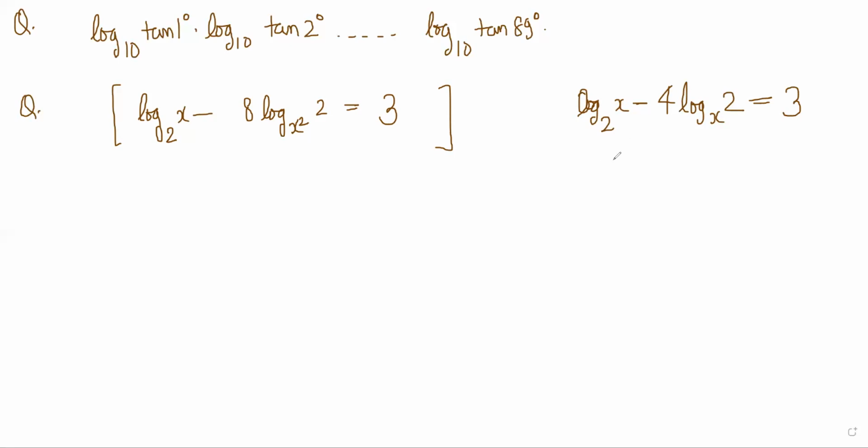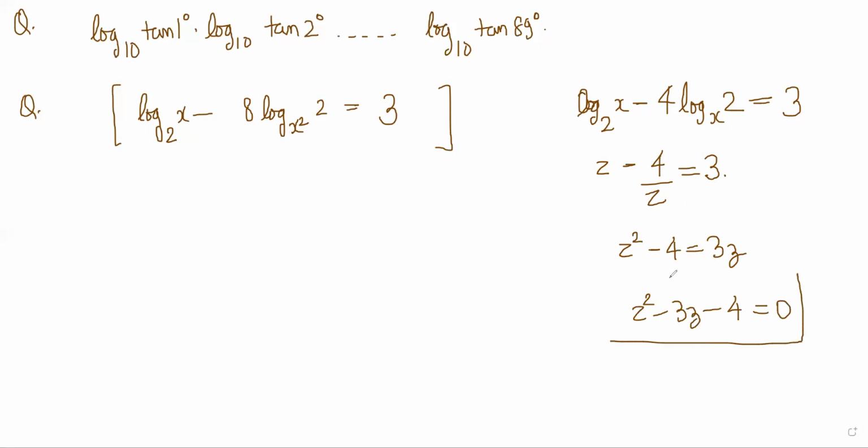It's simple. You can say z minus 4 by z is equal to 3, right? And then it becomes a quadratic, and we're pretty much done. So you'll get something like this: z square minus 3z minus 4. Okay, after that you can solve, no? Yeah, I know this one, algebra. Yeah, so this is easy only, no issues. Just try to convert it to the same base, right?